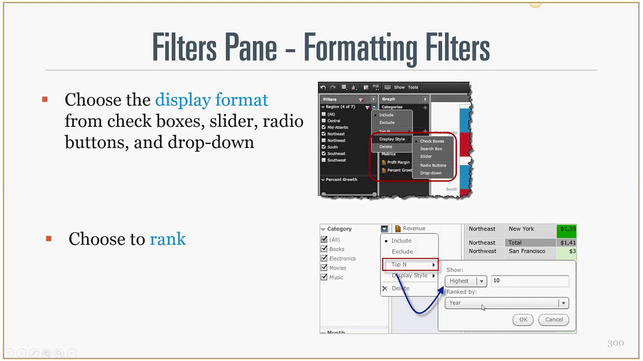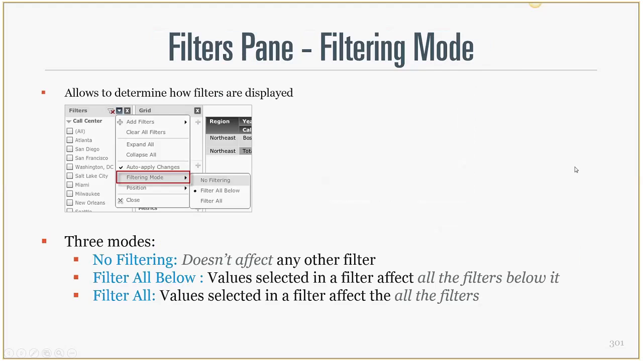So as I mentioned, there are checkboxes, search box, slider, radio buttons, and drop down. Using a filter, you can also do ranking. For example, you can do a top N ranking, and you can decide what function you want to use, highest, lowest, and which attribute you want to rank by.